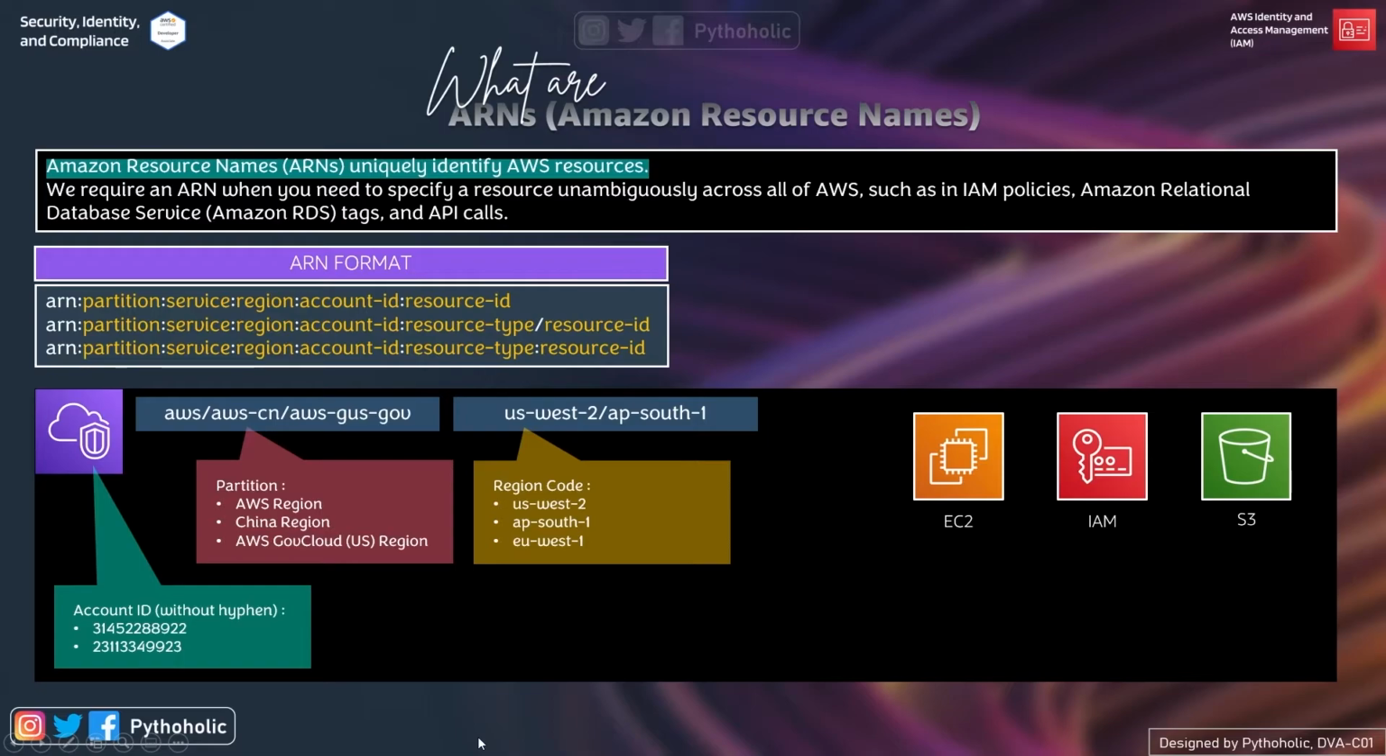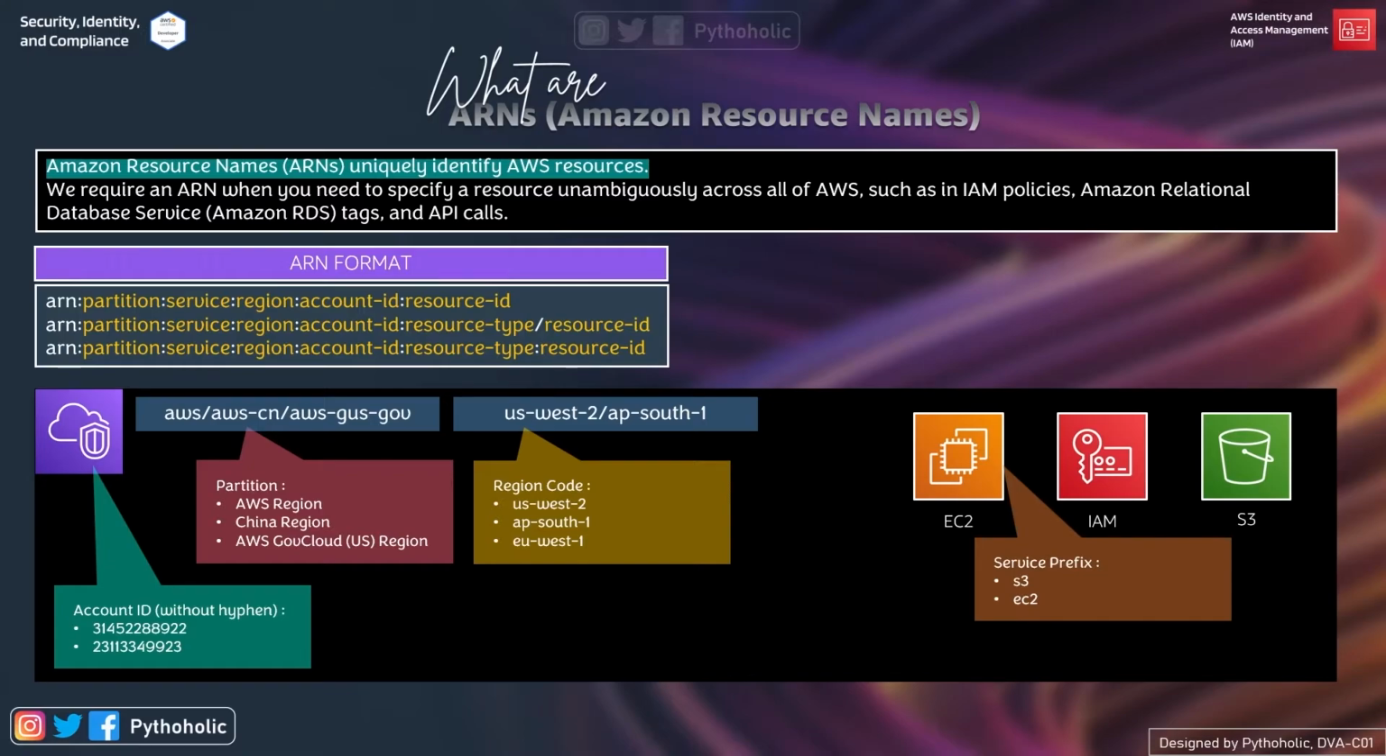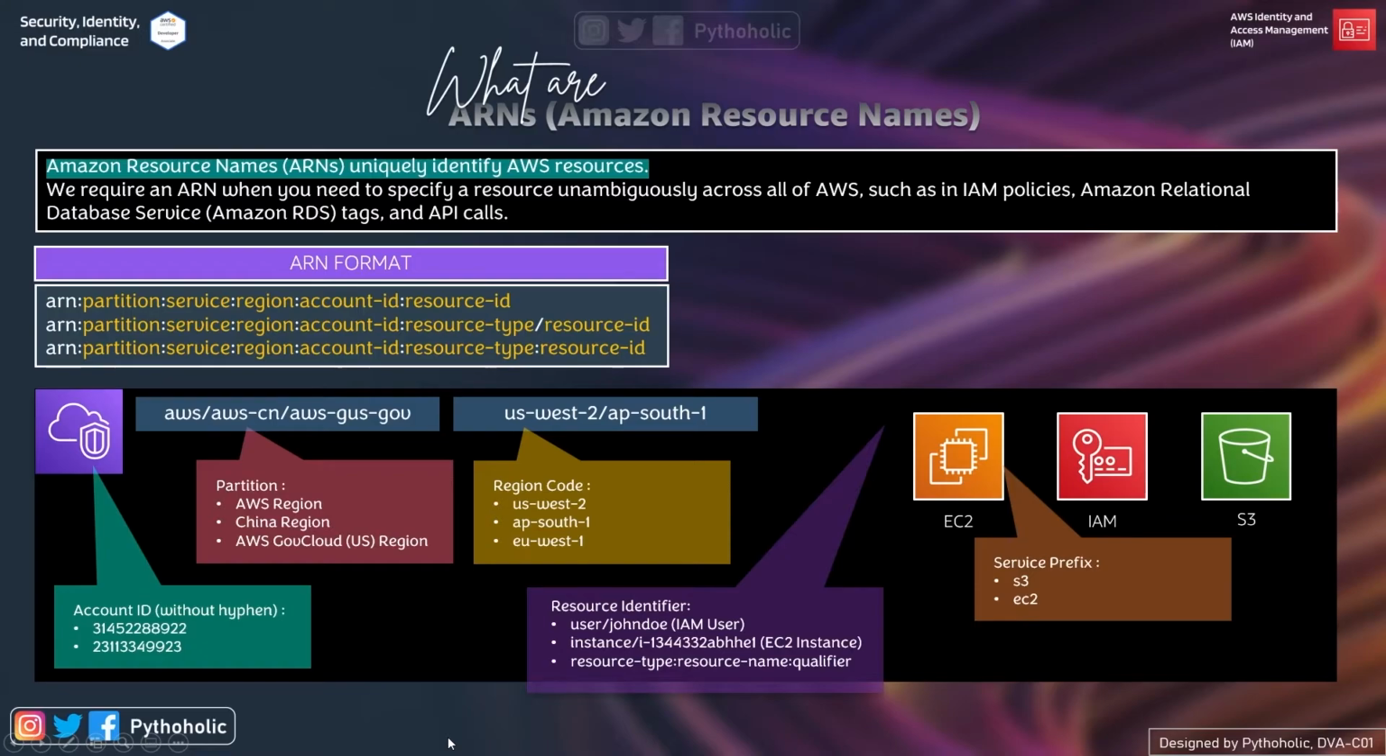Next comes the service part, which is a service prefix like S3 or EC2 and so on for other resources. So this is the service prefix, and this comes in place of the service element here. Next, we have the resources themselves, which have their own resource identifiers. For example, the resource identifier that we have for IAM users will be user/JohnDoe, and for an EC2 instance, it will be instance/i- followed by the letters that we have. And there will be a syntax of resource-type:resource-name:qualifier.